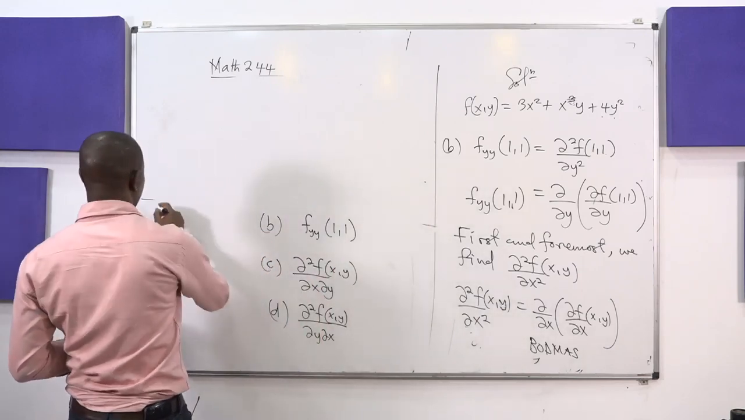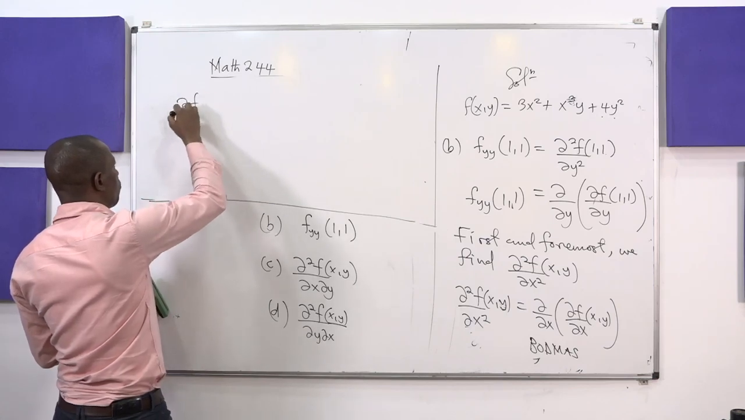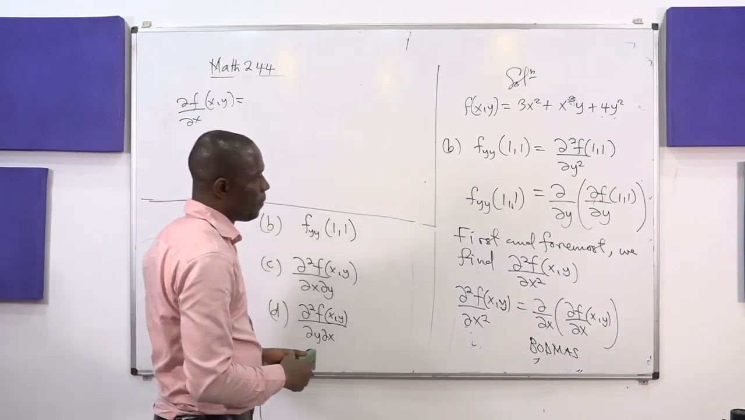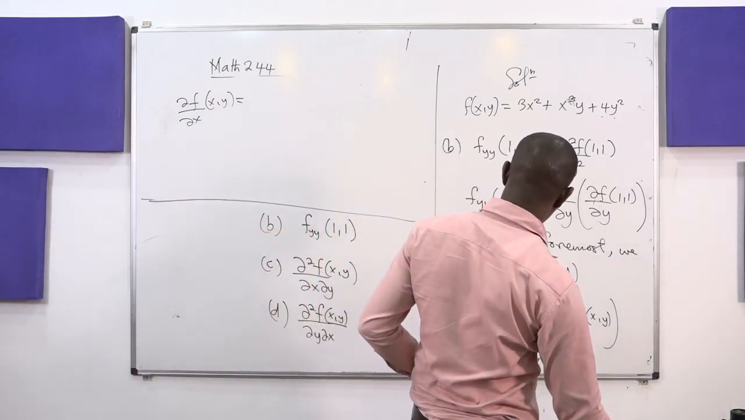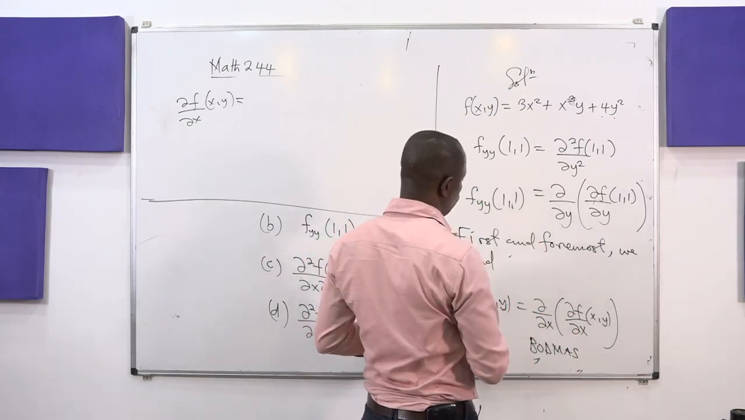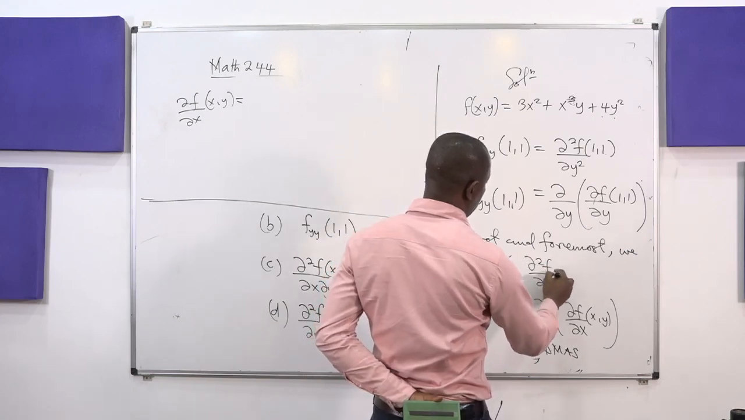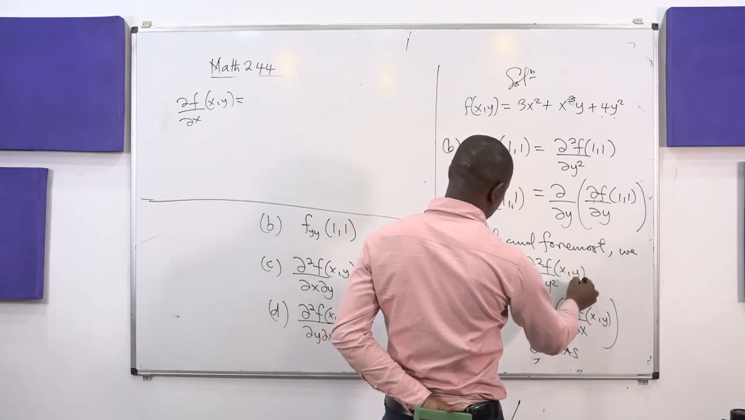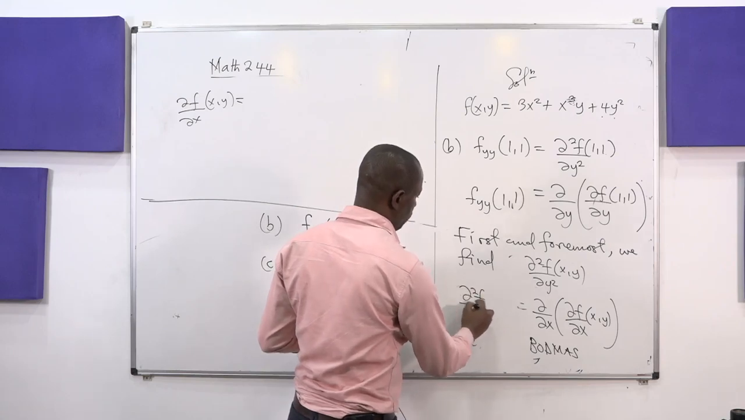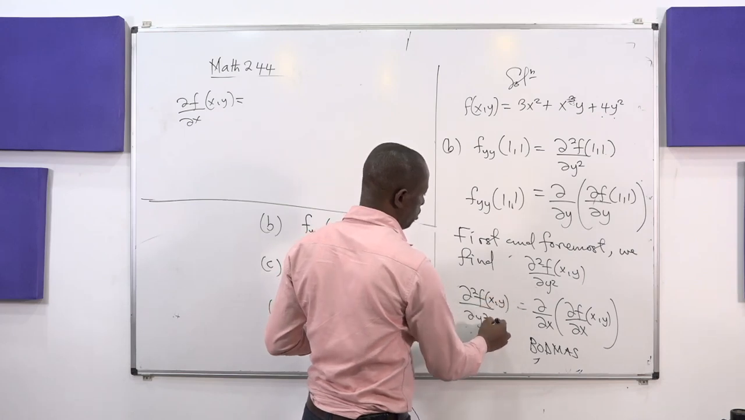So what do you get? The partial f with respect to x, xy. The partial f with respect to y. So partial squared f with respect to y squared, xy. So there is the partial squared f with respect to y squared. Then xy.